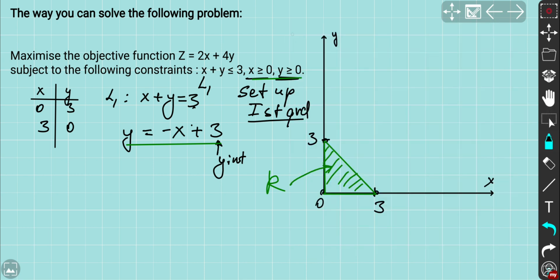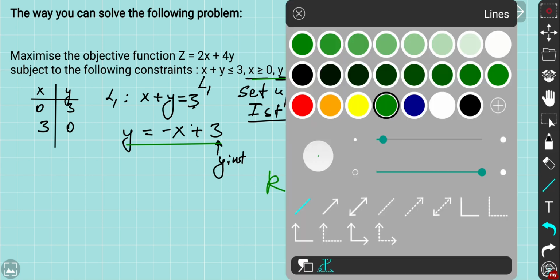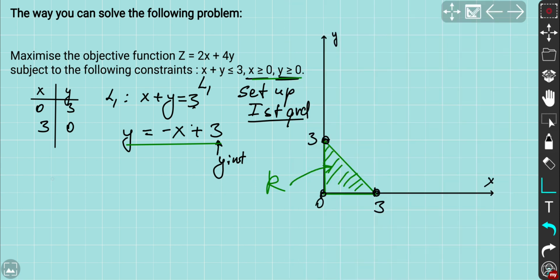And we go to the next one. For the next step, we need to calculate the objective function at the vertices. So we have vertices there: 0, 0, 3, 0, and 0, 3. We set up the z value here, and we set up the table for vertices. So that's the points, and that's going to be the z value.